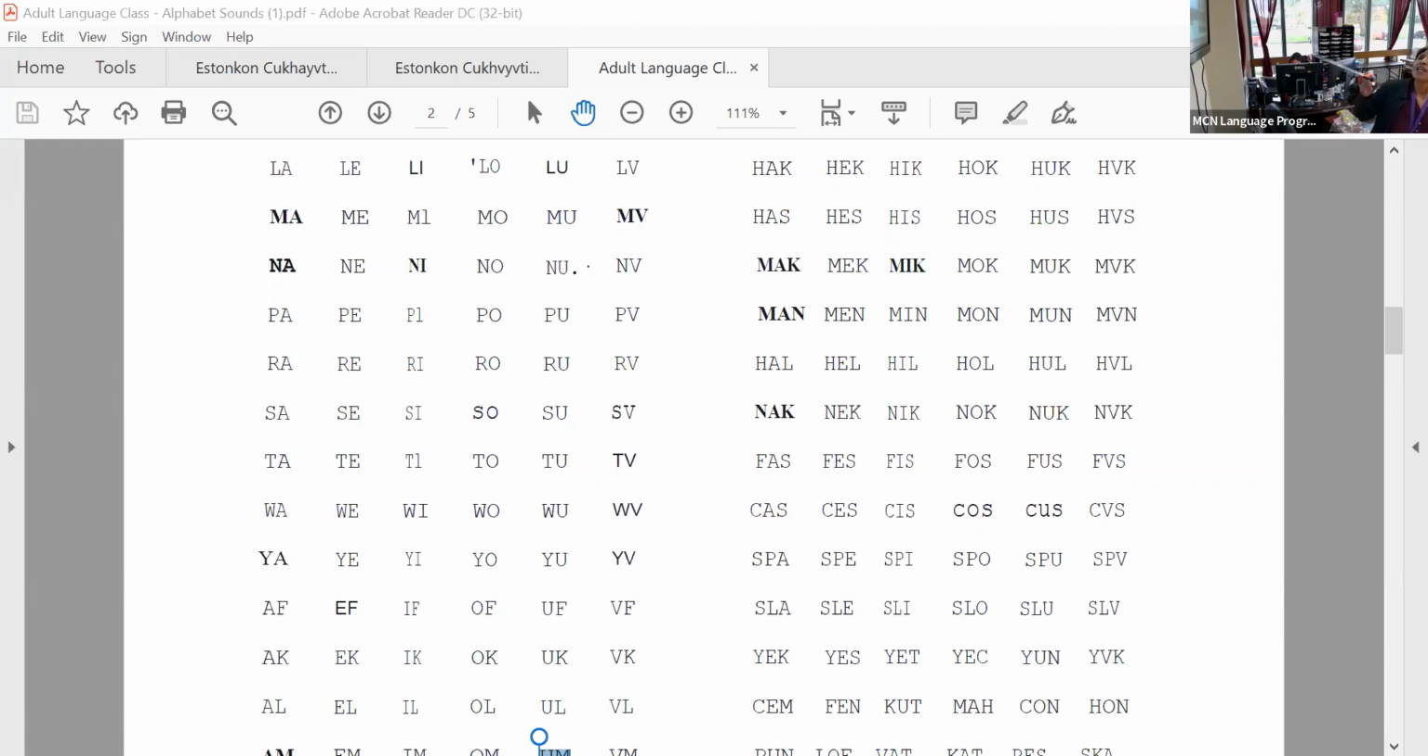Okay, let's do verbs, because verbs are something our language has a lot of.